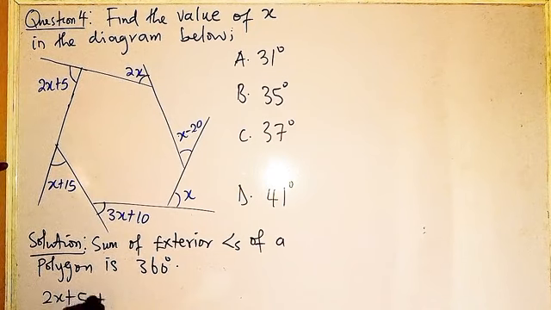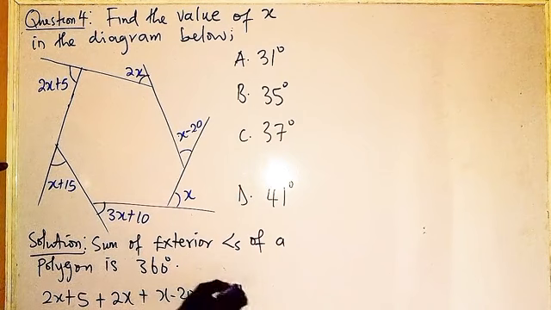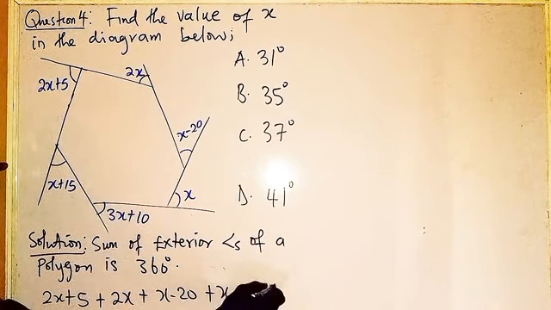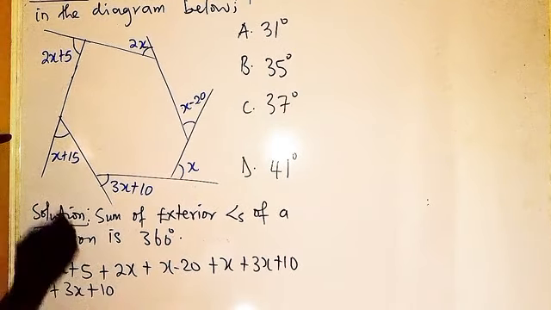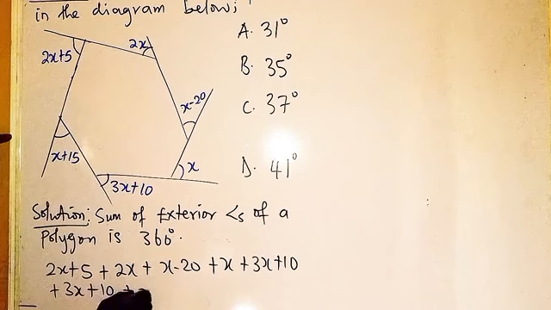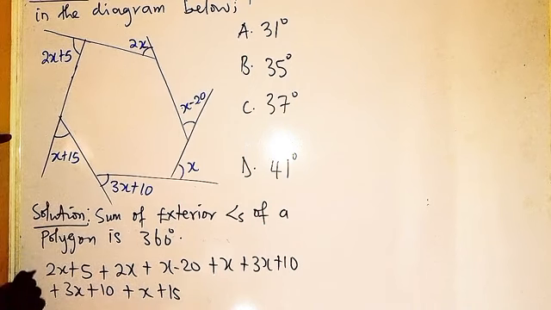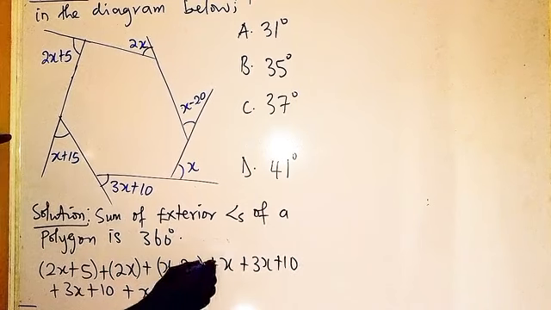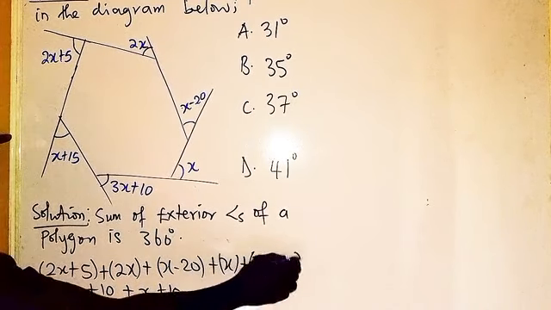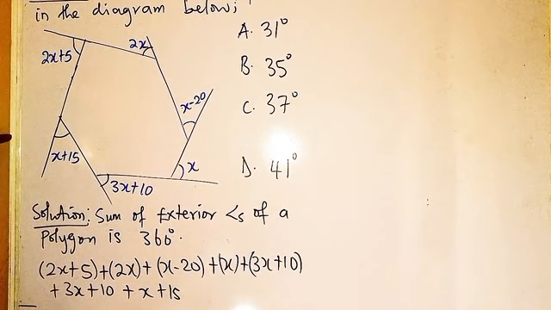x plus 5, plus 2x, the next one, x minus 20, the next one is x, the next one is 3x plus 10, plus 15. Now, to get it right, let me put the parentheses, that is the brackets, so that we'll be able to identify the number of angles we are given.